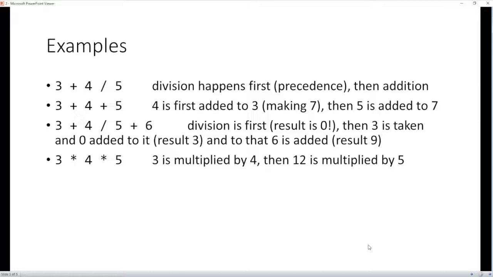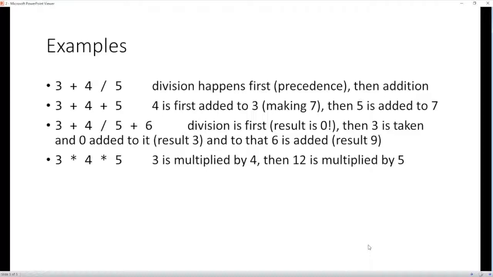Here are some examples. In the first one, we do the division first because 4 div 5 is integer division, so we in fact get the value 0 because 5 does not go into 4 any times, but it does have a remainder of 4. This would be 4 div 5, result 0, 3 plus 0, answer 3. Second line is all about associativity. It is left to right. 3 plus 4, result 7. 7 plus 5, result 12.